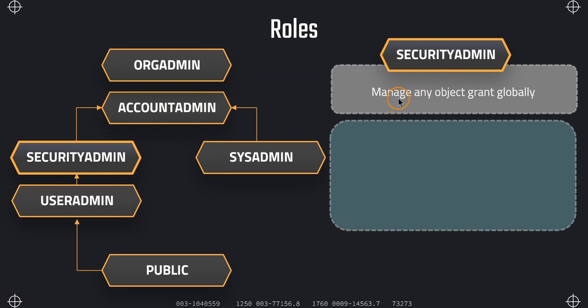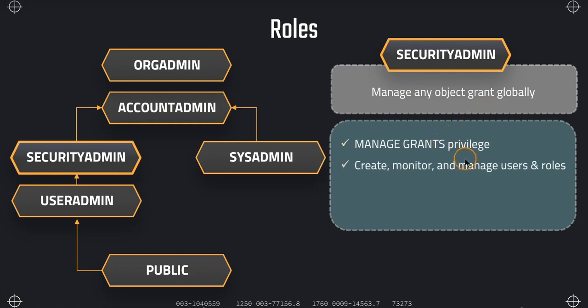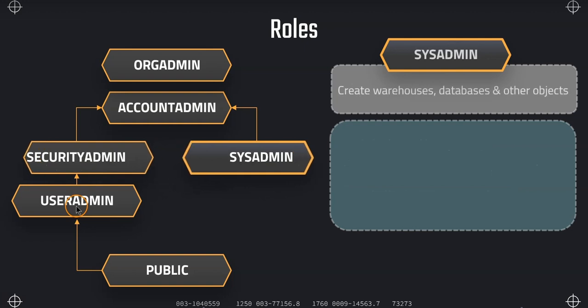The security admin is managing the grants globally. This means that we can manage the grants of the privileges. So we can create and monitor the users and the roles. Here, of course, the user admin is able to create the users, and the security admin is able to manage the security part of that. So all of the user admin privileges will of course be inherited. And then we have also the sysadmin.